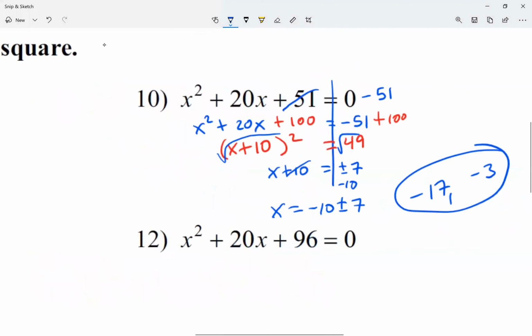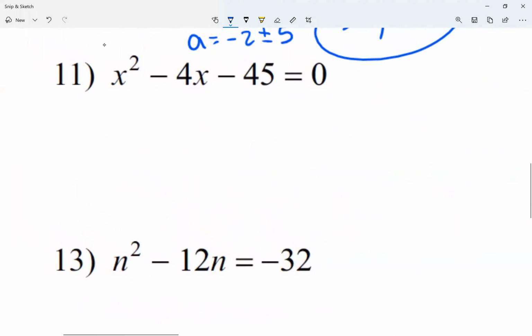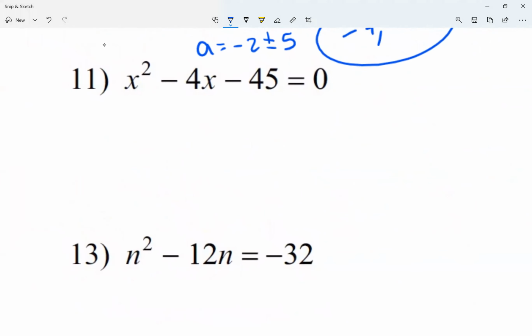All right. Let's take a look at a few more. Let's take a look at number 11. Everything that has a letter on the left side, everything that does not on the other side. So let me write this as x squared minus 4x. Remember my minus 45, I'm going to move it to the other side as a plus 45. So I have x squared minus 4x, a space, equals 45.